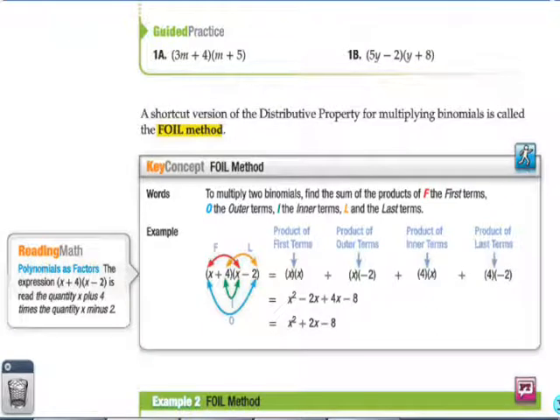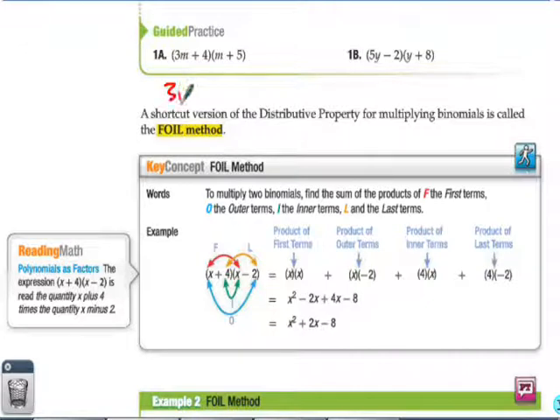So 1A, 1B, pick the method of your choosing, or maybe try to do a different method each time. But try those two. Pause the video here. Try those and get some answers. Ready? Go ahead and pause the video now. Get some answers to 1A and 1B. All right, you are back from pausing.